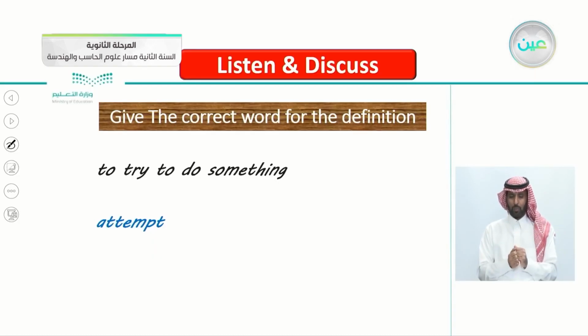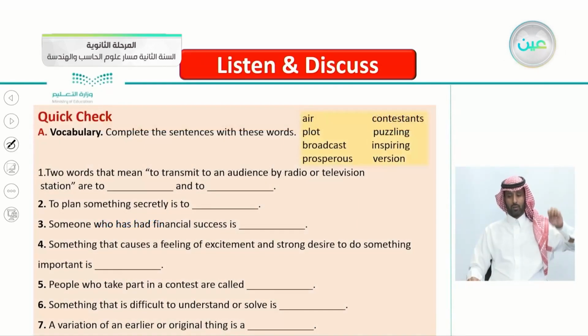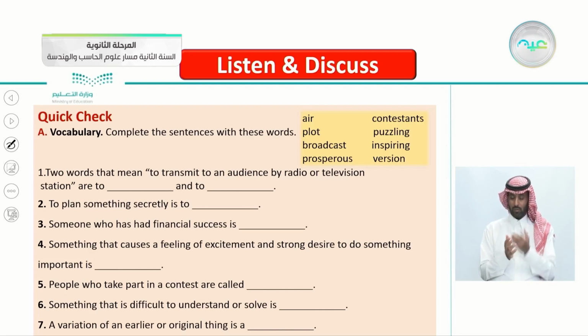It's the word attempt. So let's jump to the quick check here, the vocabulary. Complete the sentences with these words. We have 8 words here: air, plot, broadcast, prosperous, contestants, puzzling, inspiring, and version.